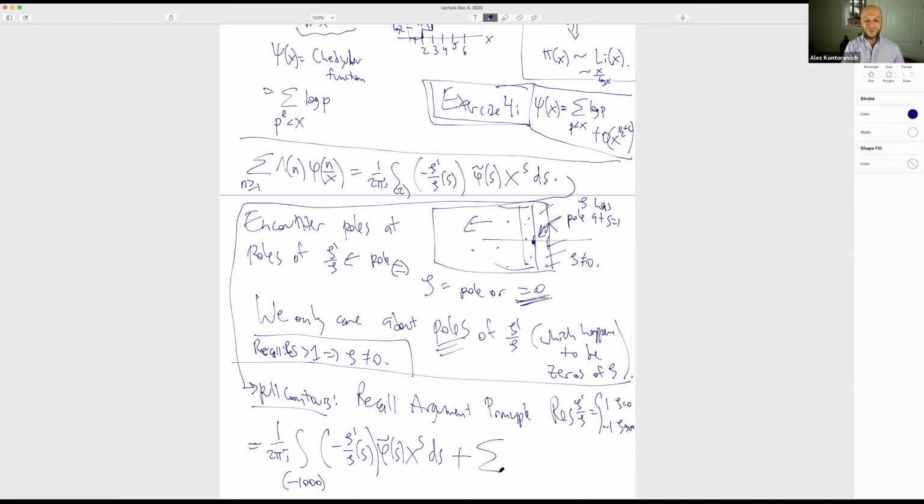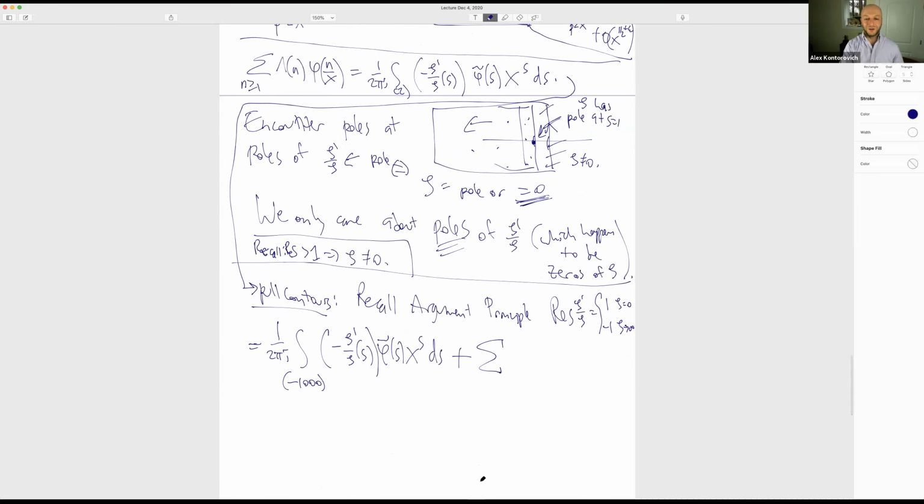plus all of the places where we have zeros. So let's call these zeros of the zeta function rho, where zeta of rho is equal to 0. This contributes a +1 to the zeros, but we have a minus zeta prime over zeta, so it actually contributes a -1 times phi tilde of rho times x to the rho.